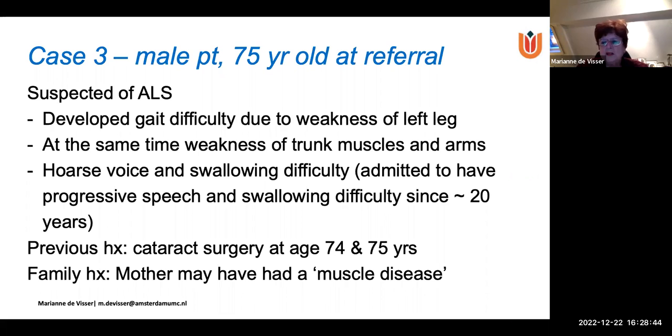His previous history mentioned cataract surgery at age 74 and 75 years. And when we asked for the family history, he said that his mother may have had a muscle disease. He could not give any specific details.